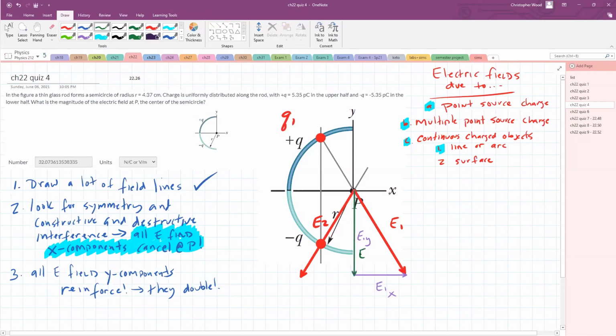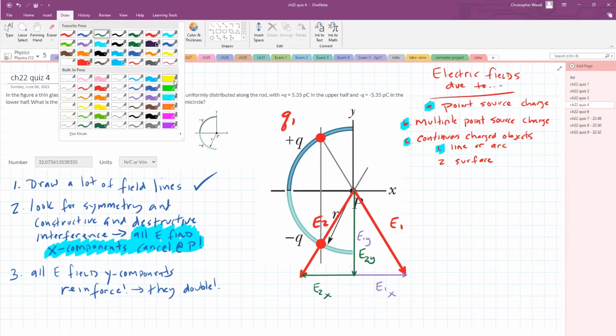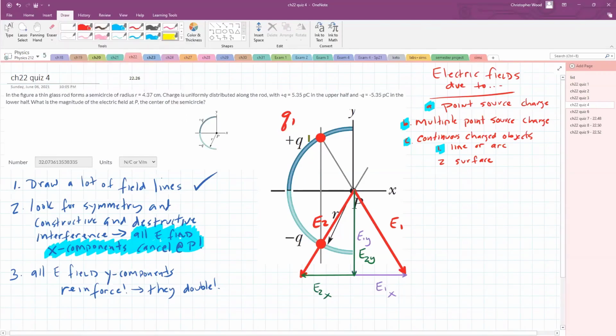So this is E2Y. Here's the X component, like that. Okay, E2X. So there. Now that I've simplified things, you can see that if I just play this game and look at corresponding points, Q1 corresponds to Q2, which is down here. This is Q2.